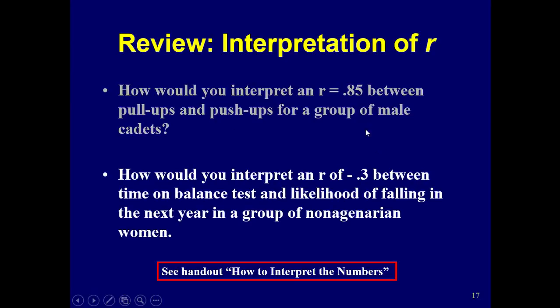Whereas when we see a Pearson R of negative 0.3 between the time on a balance test and the likelihood of falling, we would refer to this as a weak inverse or a weak negative correlation between these two variables.